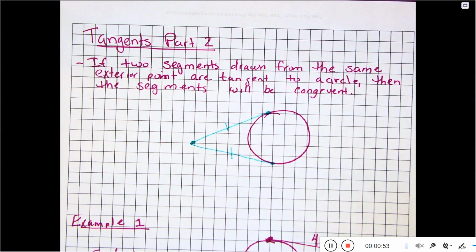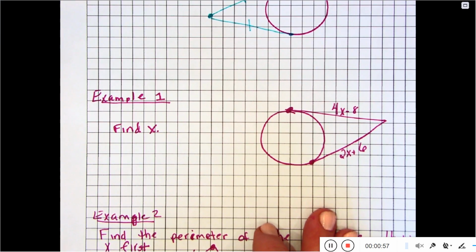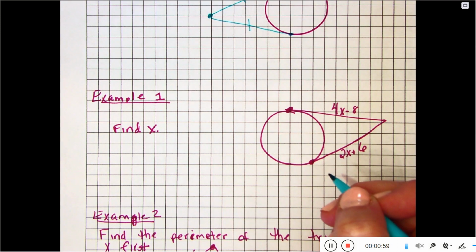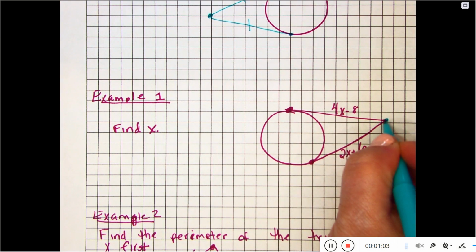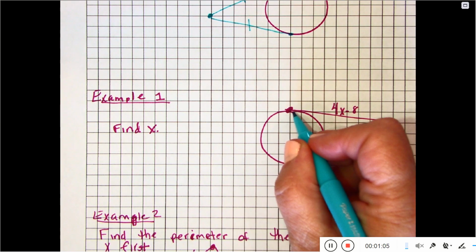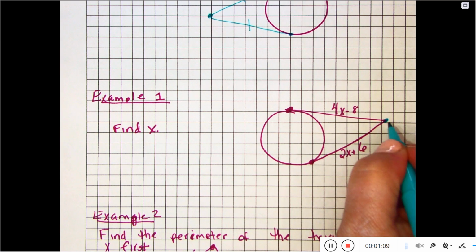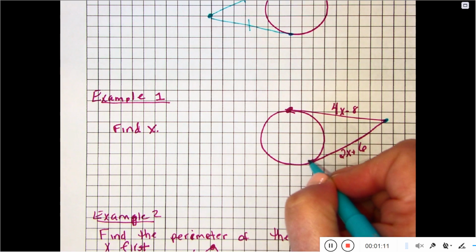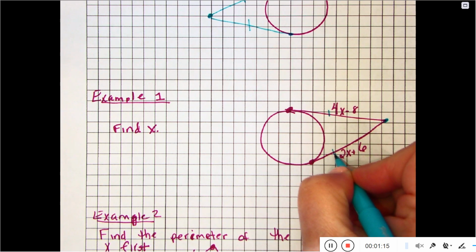So, let's move this out of the way. Let's look at example 1 right here. We want to find x. Well, these two tangents originate from the same exterior point. This first segment is tangent to the circle there. The second segment is tangent to the circle there. I know that these segments are congruent to each other.